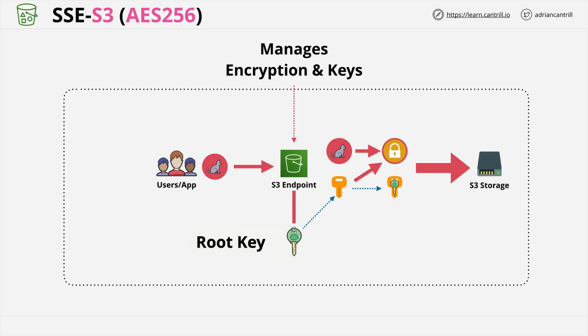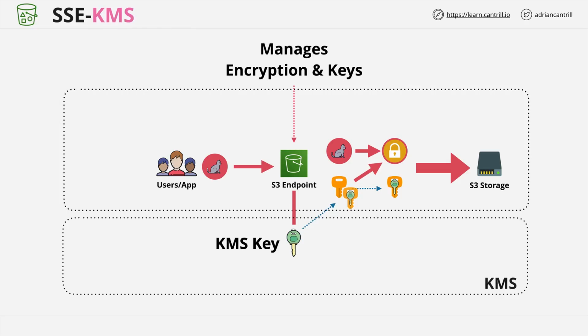This method is much like SSE-S3, where AWS handle both the keys and the encryption process. But unlike SSE-S3, where S3 handles the root key used to encrypt the object encryption keys, with this method, it's handled by a separate service. It's handled by the Key Management Service, or KMS. Now this seems on the surface like a small change, but it's actually really significant.